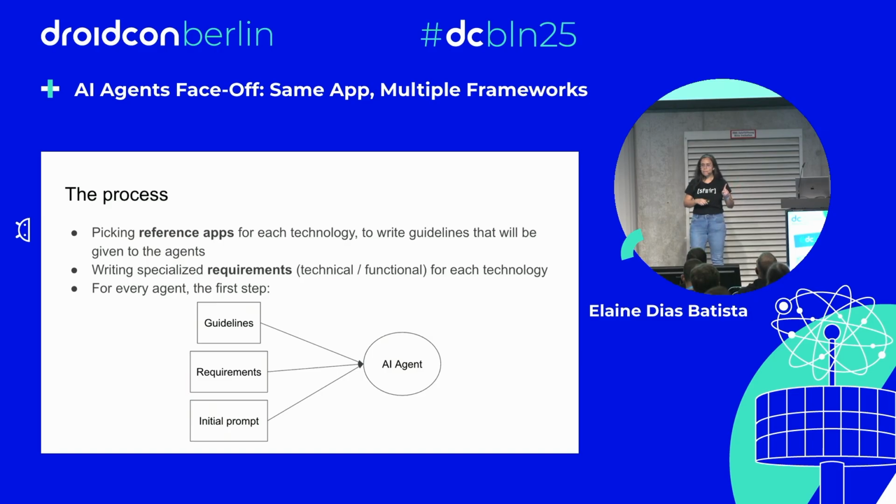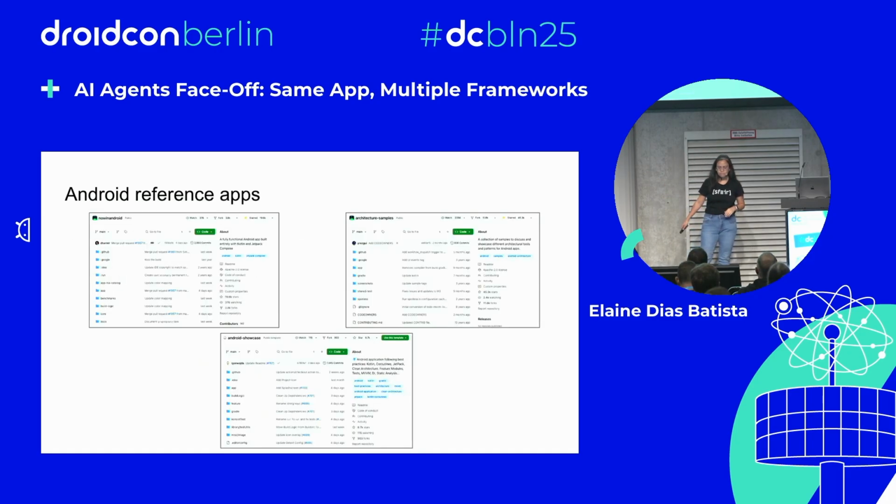And then, of course, I had to build an app, so I had to write the requirements of the app. And so I gave those two documents each time for each version you're going to see: the guidelines, the requirements, and exactly the same initial prompt to the AI agent.